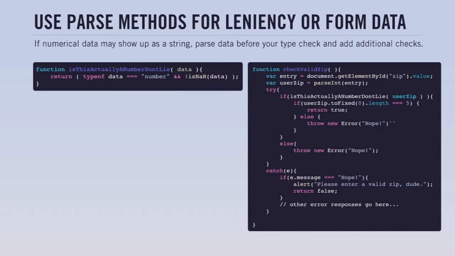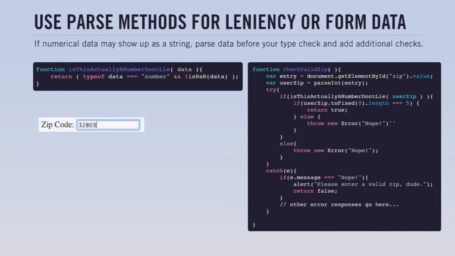And then in that second else block, we're going to throw an error if our isThisActuallyANumberDontLie method found out that our userZip was not in fact a number. And then in our catch block, we'll just handle the error gracefully, telling the user to please enter a valid zip, dude, and return false from checkValidZip. We could put a bunch of other error responses there as well.